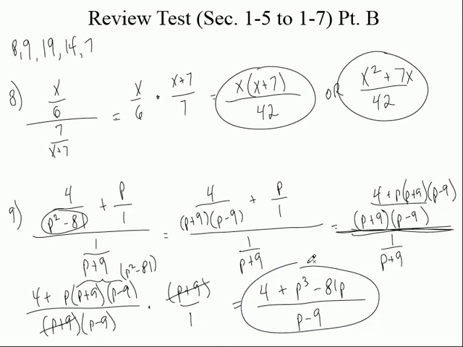Make sense? Same kind of problem as part A, wasn't it? Pretty much. Just numbers might have been a little bit different. That's it. You know, do those a couple times. You got a couple there.